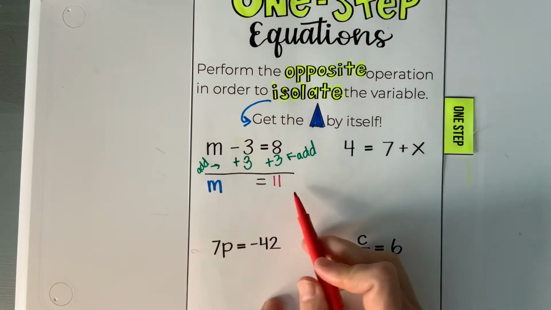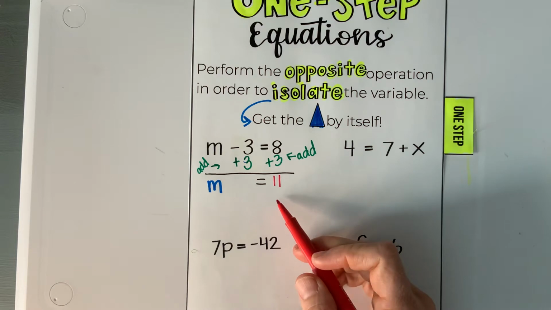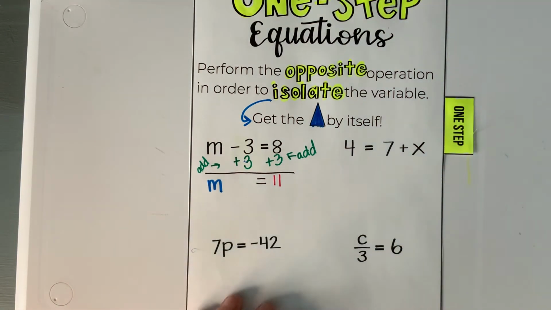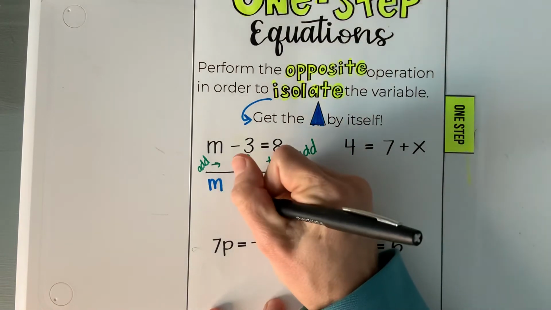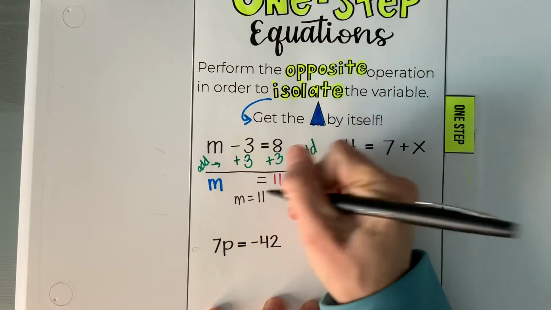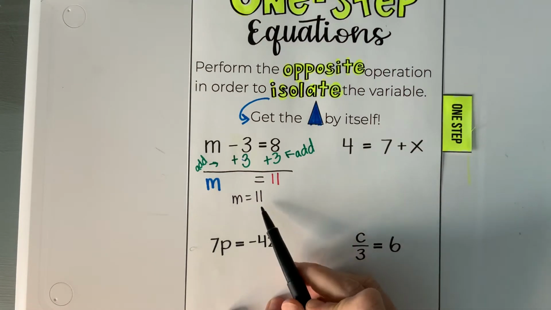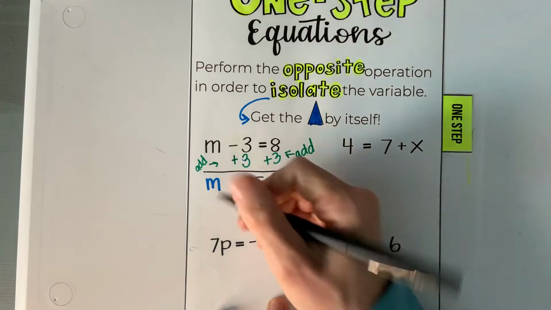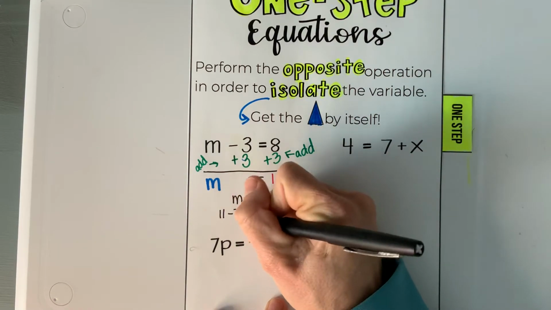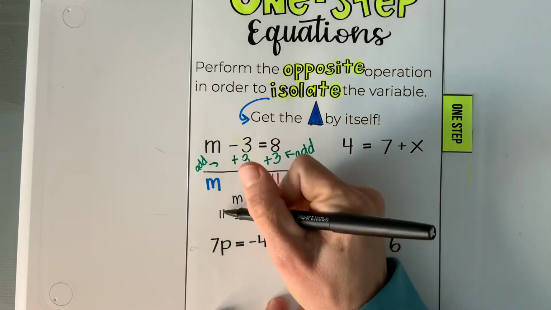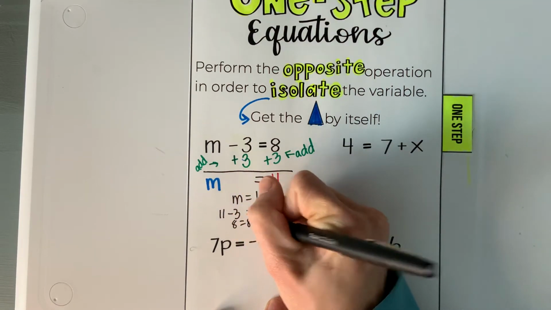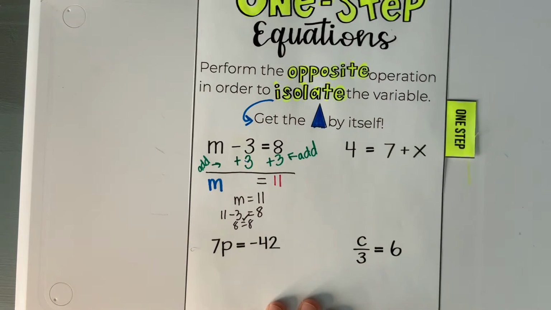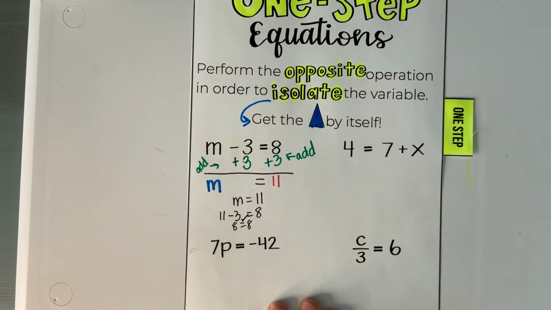And notice how I'm using the colors that correspond with our hands-on equation. So this would represent the pawn, and this would be a number cube. So I now have as my final answer, m equals 11. All right, so let's go back through and substitute 11 in with our variable and see if it makes sense. So 11 minus 3 equals 8. 11, 10, 9, 8. 8 equals 8. That's true. Okay, that checks out. That balances. We know we have the right answer. So I do the opposite operation.